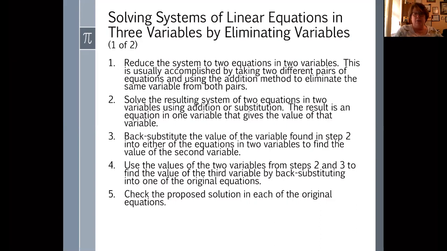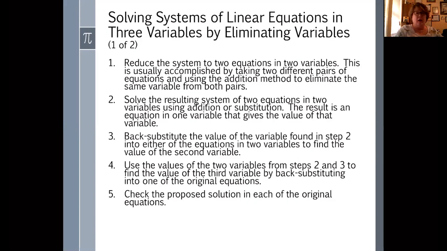Step 3, back substitute the value of the variable found in step 2 into either of the equations in two variables to find the value of the second variable. Step 4, use the values of the two variables from steps 2 and 3 to find the value of the third variable by back substituting into one of the three original equations. Step 5, check your proposed solution.